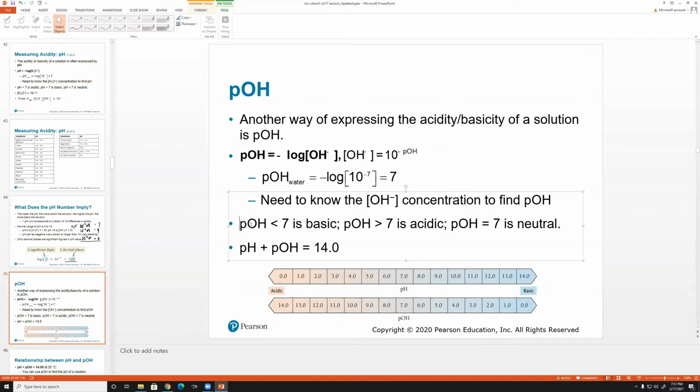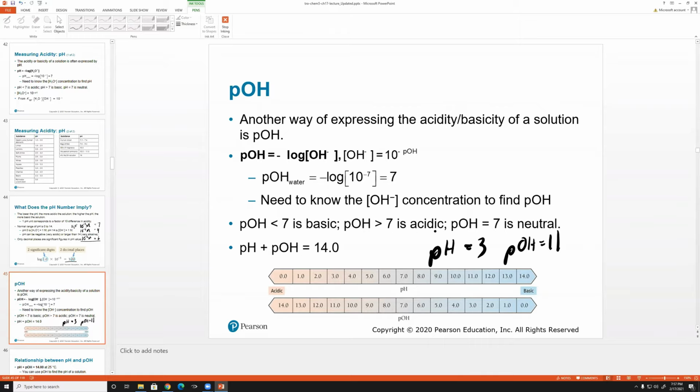In this case, pOH less than 7 is basic, pOH greater than 7 is acidic, and pOH of 7 means neutral. And at all times, they're kind of inverses of each other, meaning the pH plus the pOH equals 14. So if you have something that's very acidic and the pH is 3, the pOH is 11. You have to add them up and they equal 14.